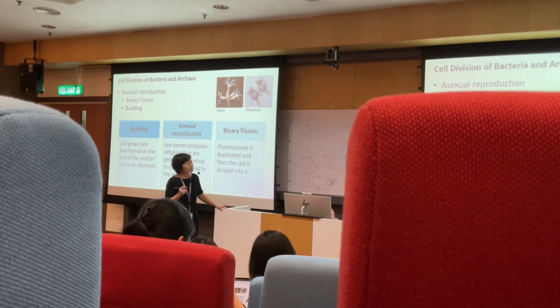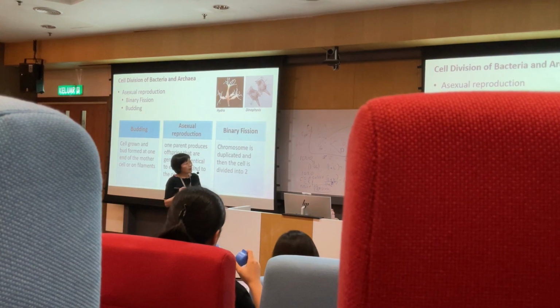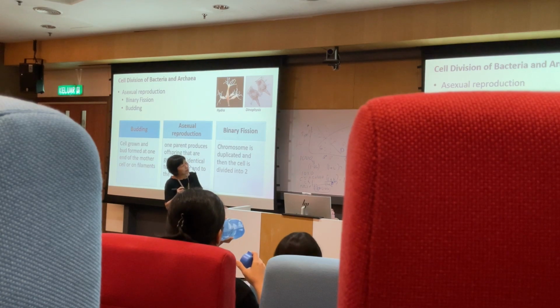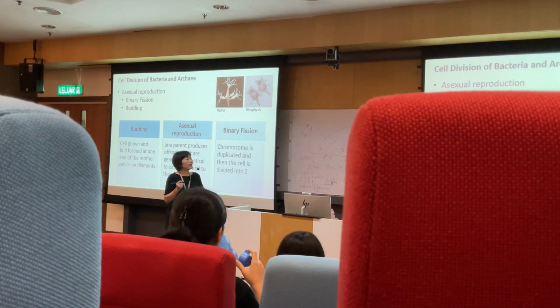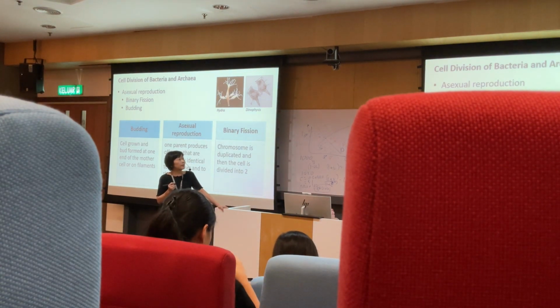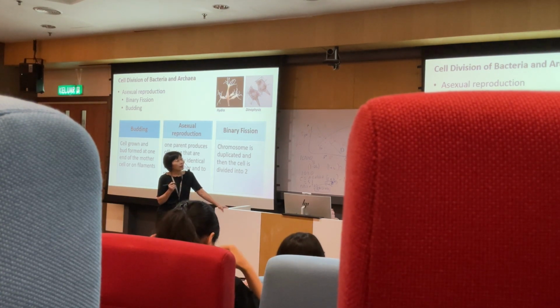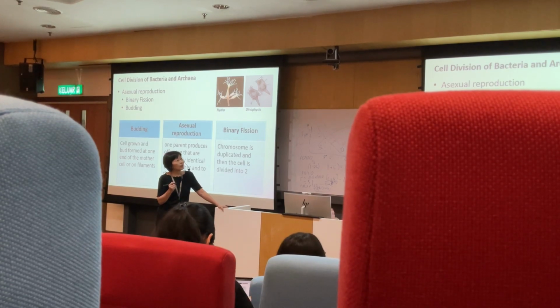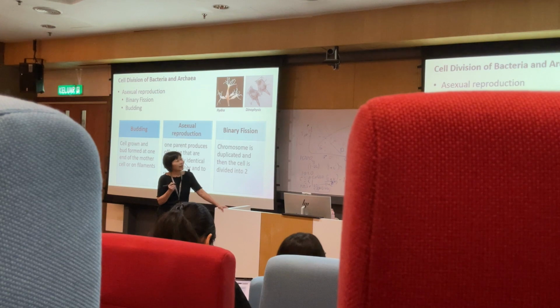Budding looks like this. This is another one called hydra. It's an animal. They bud at this region here. So there is a new bud coming from this region. When the new bud becomes bigger and bigger, it looks very much identical to this body. However, they are much smaller.